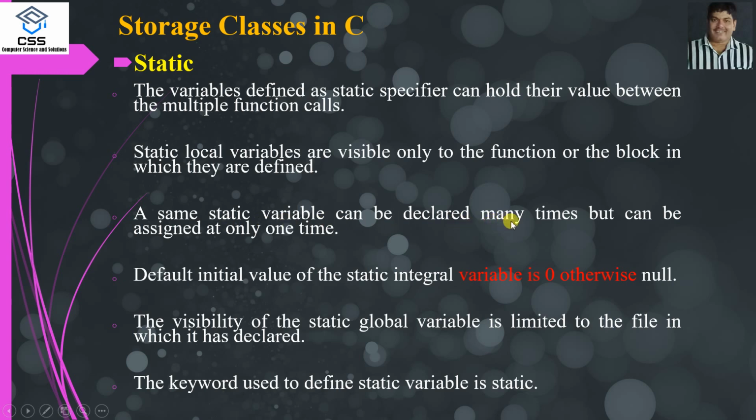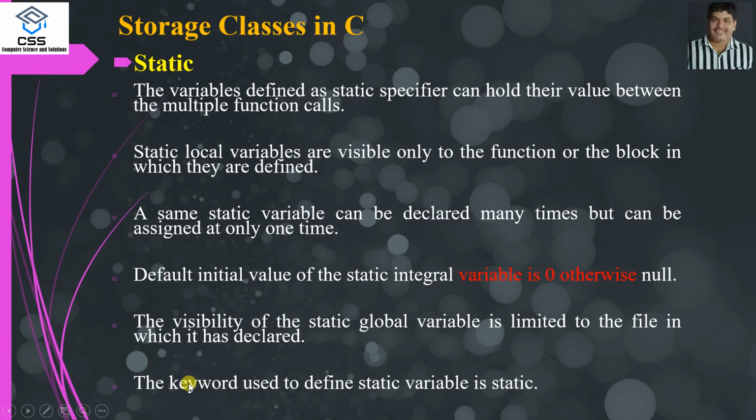It can be assigned only one time. The default initial value of static is 0, otherwise the value will be null. The visibility of a static global variable is limited to the file in which it is declared. The keyword used to define a static variable is static.